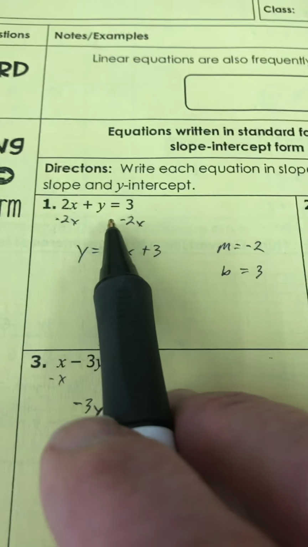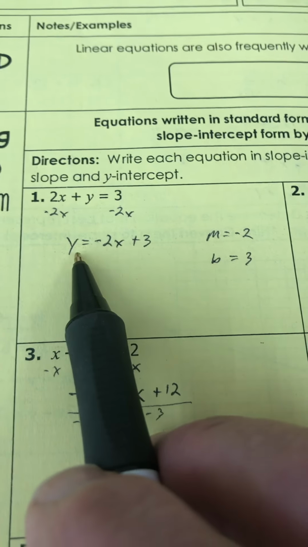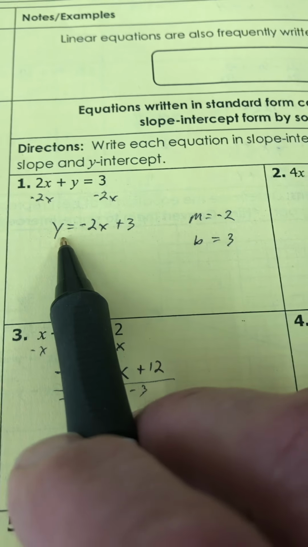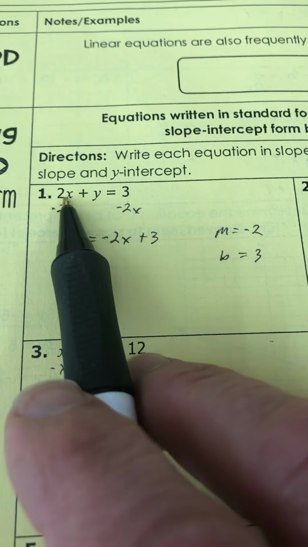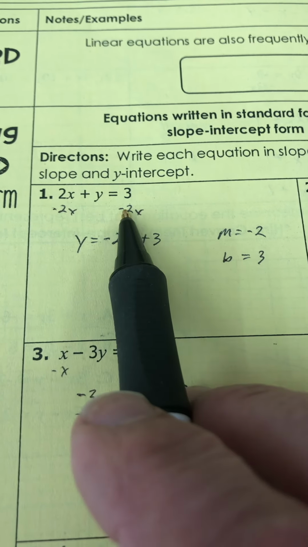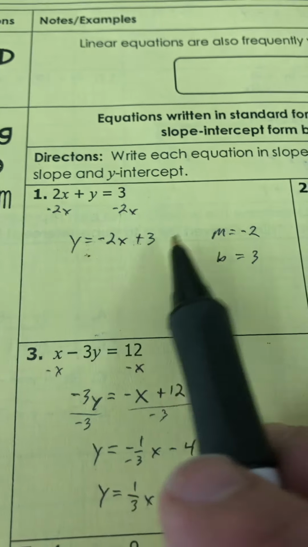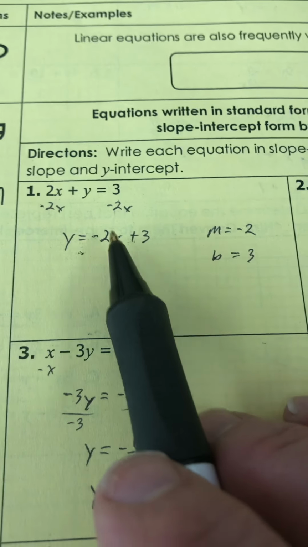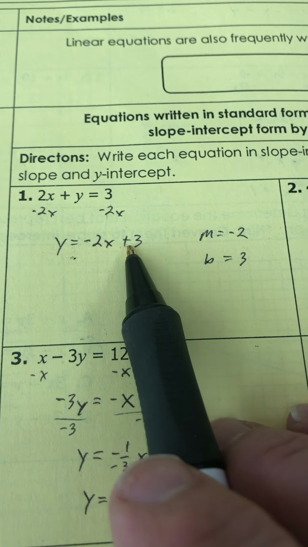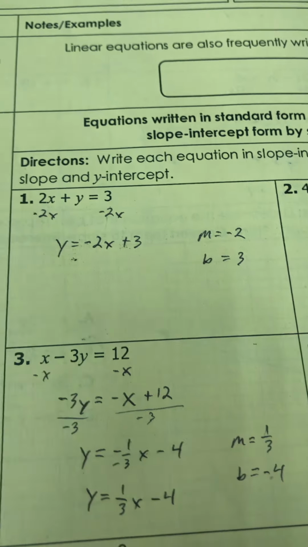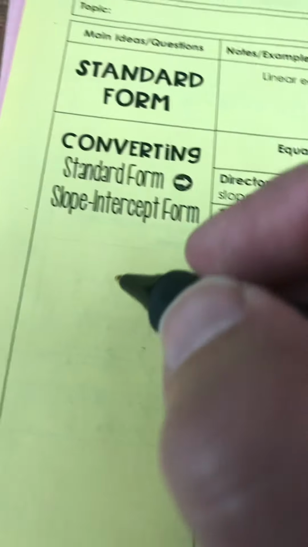In order to get in slope-intercept form, that means I want to get y all by itself on one side of the equation. So I'm going to subtract 2x from both sides. It ends up looking like this, and I'm done. Y is all by itself on one side of the equation, and over here I have minus 2x plus 3.